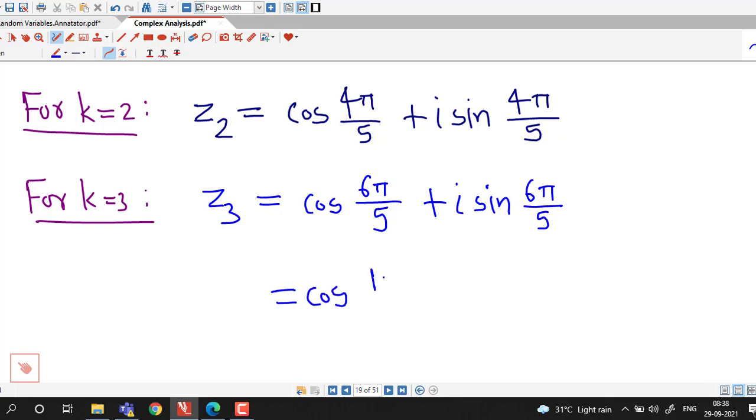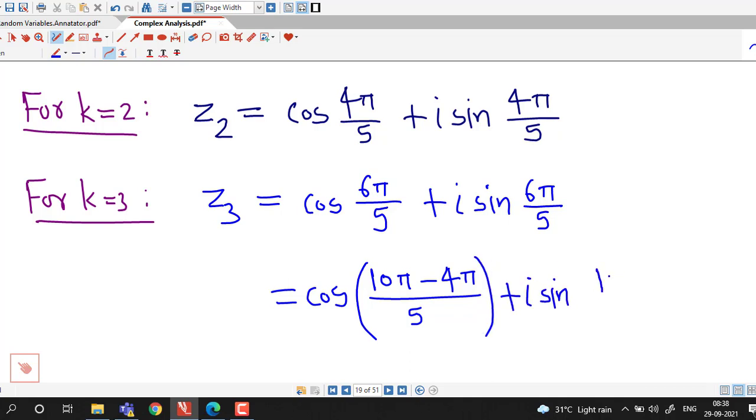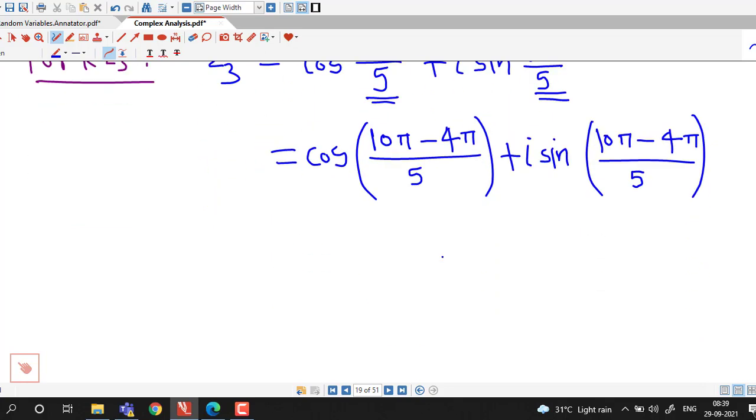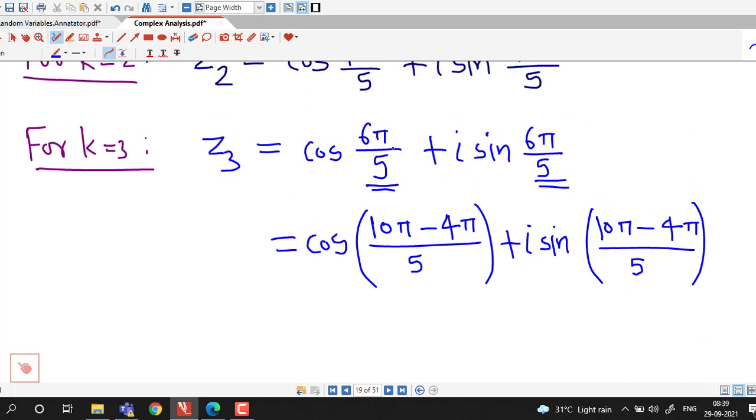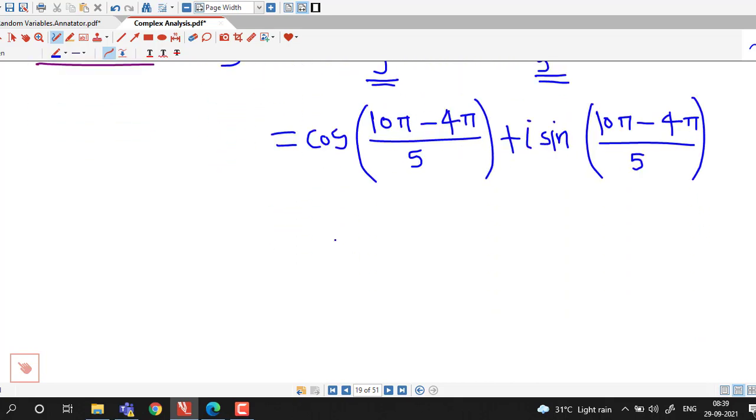We can rewrite 6 pi as 10 pi minus 4 pi, divided by 5, plus i sin of (10 pi minus 4 pi) divided by 5. Because this angle 6 pi by 5 is greater than pi, we try to write it in terms of an angle which is less than pi. So for that we have rewritten 6 pi as 10 pi minus 4 pi.